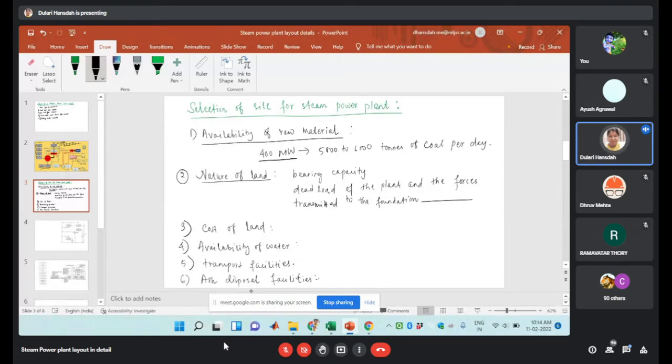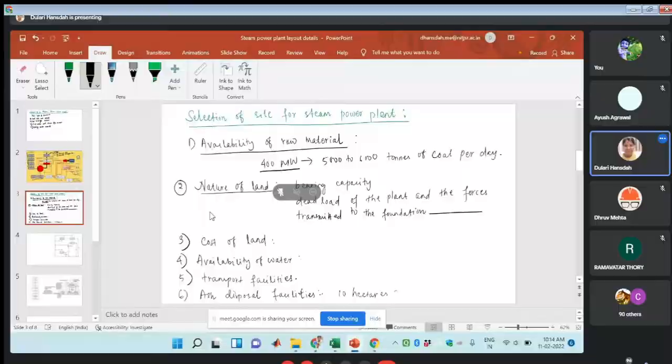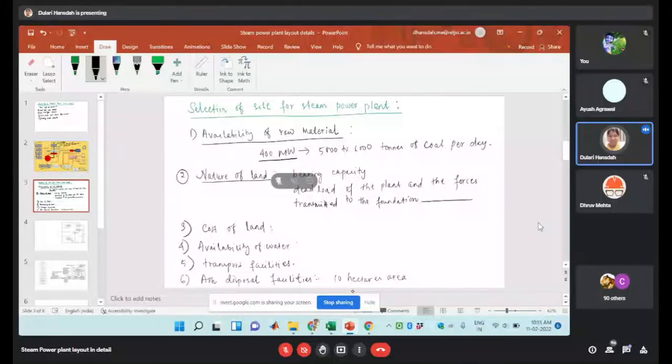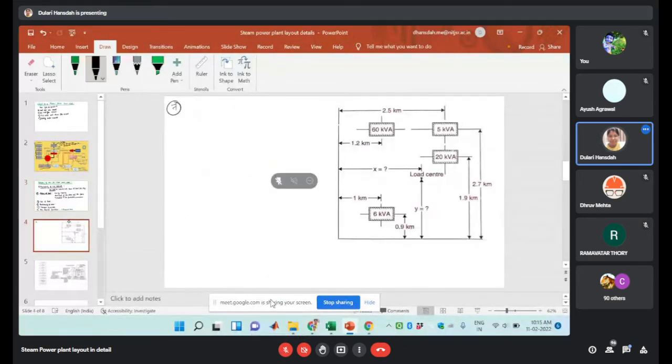Okay, so in case of a 400 megawatt capacity power plant, it will generally require 10 hectares of area to dispose of this ash. Okay, so this is the requirement. There are other requirements also. So the seventh point is your availability.